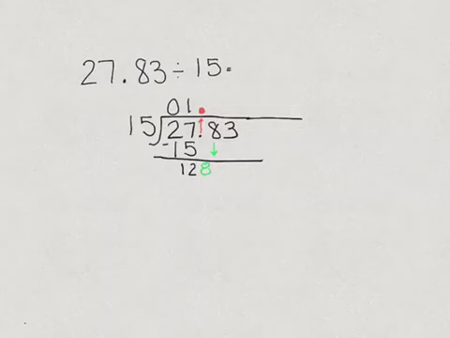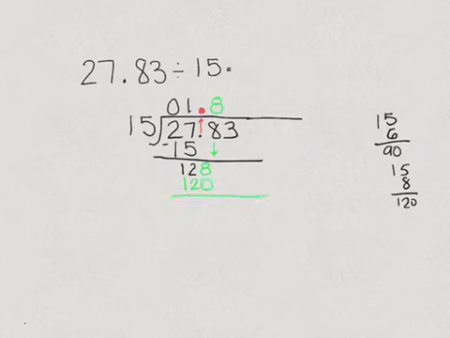128 divided by 15. Well, I know that 15 times 6 gets me 90. So another 30 would get me to 120, which would be 15 times 8. Okay? So 15 times 8 gets me 120. 128 minus 120 is 8. And we still have a number to bring down. Bring down our 3.